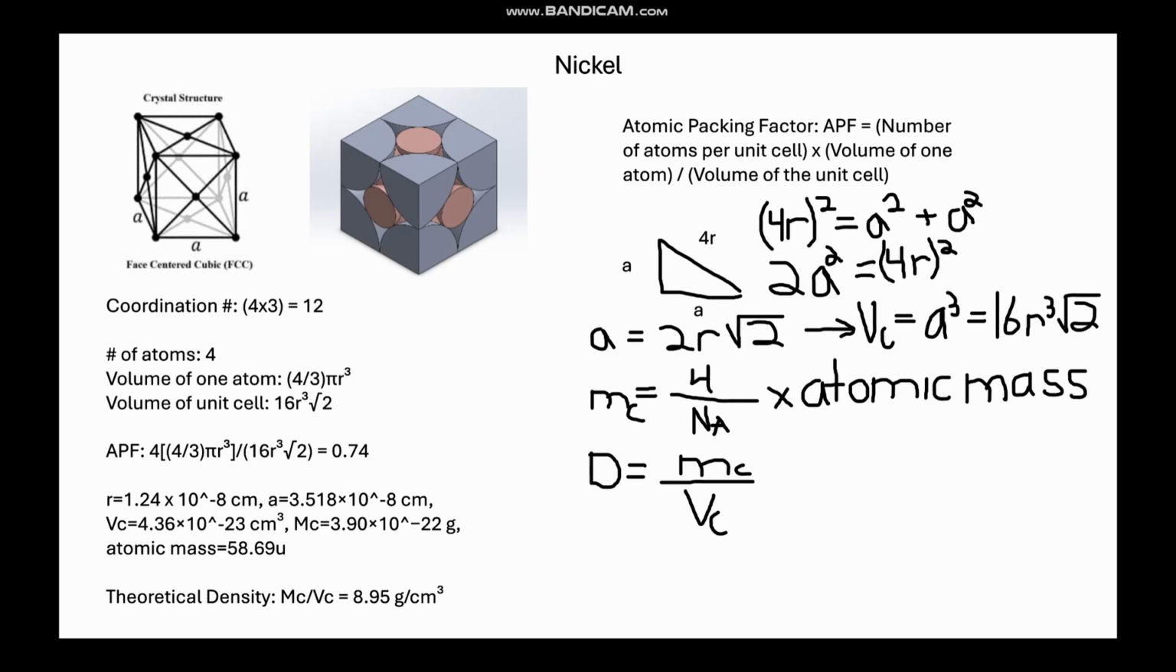To find the theoretical density of nickel, first you have to find the mass of the unit cell, which is 4 over Avogadro's number times the atomic mass, 4 being the number of atoms per unit cell. And you'd plug that in to density equals mass of the unit cell divided by volume of the unit cell, and that would be around 8.95 grams per centimeter cubed.